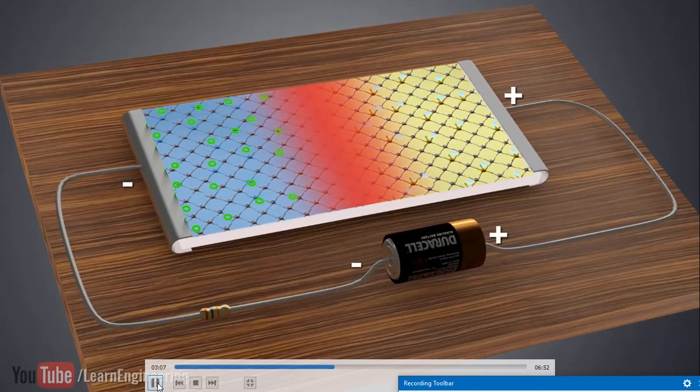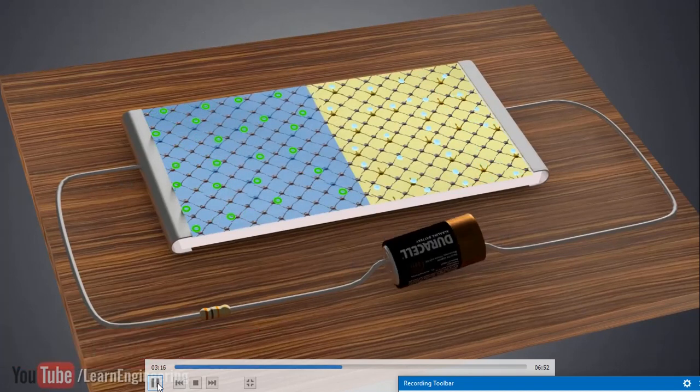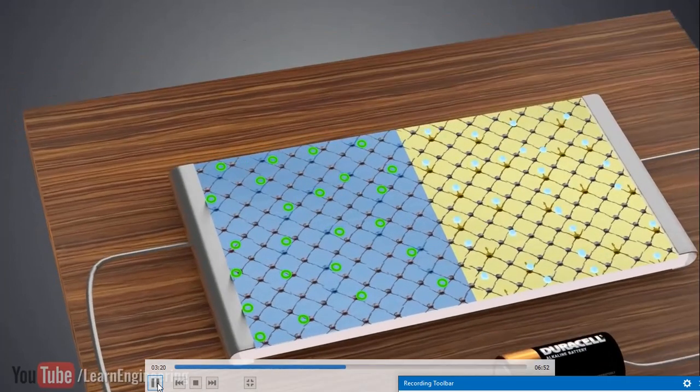What is happening? The red shaded area is increasing. Why is it increased? Because of the reverse bias condition, the depletion layer increases, because the carriers are moving away from the junction layer. But if you change it to the other direction, what is happening?